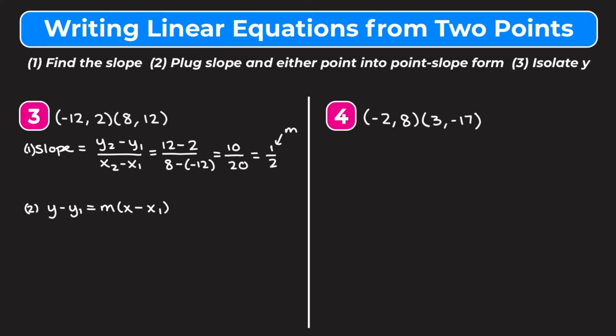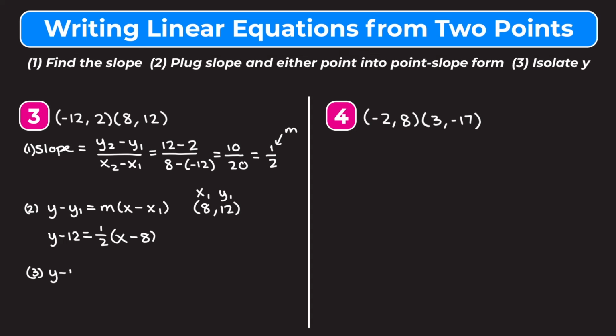And I'm going to choose the point 8, 12 this time. So I'm choosing our second point. And for this step, I'm going to use this as our x1 and our y1. So again, you can choose either point. So I'm going to do y minus the y coordinate of the second point, which is 12, is equal to our slope of 1/2 times x minus the x coordinate of the point we chose, which is 8. And now for step 3, I just want to simplify this.